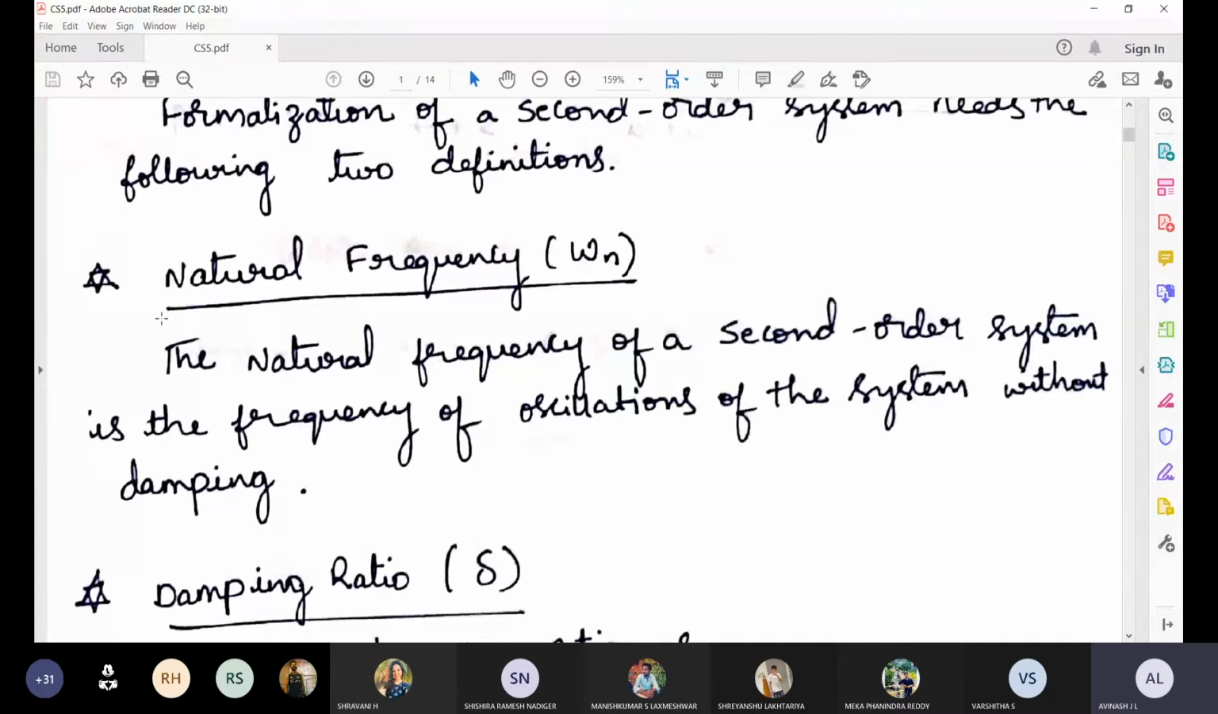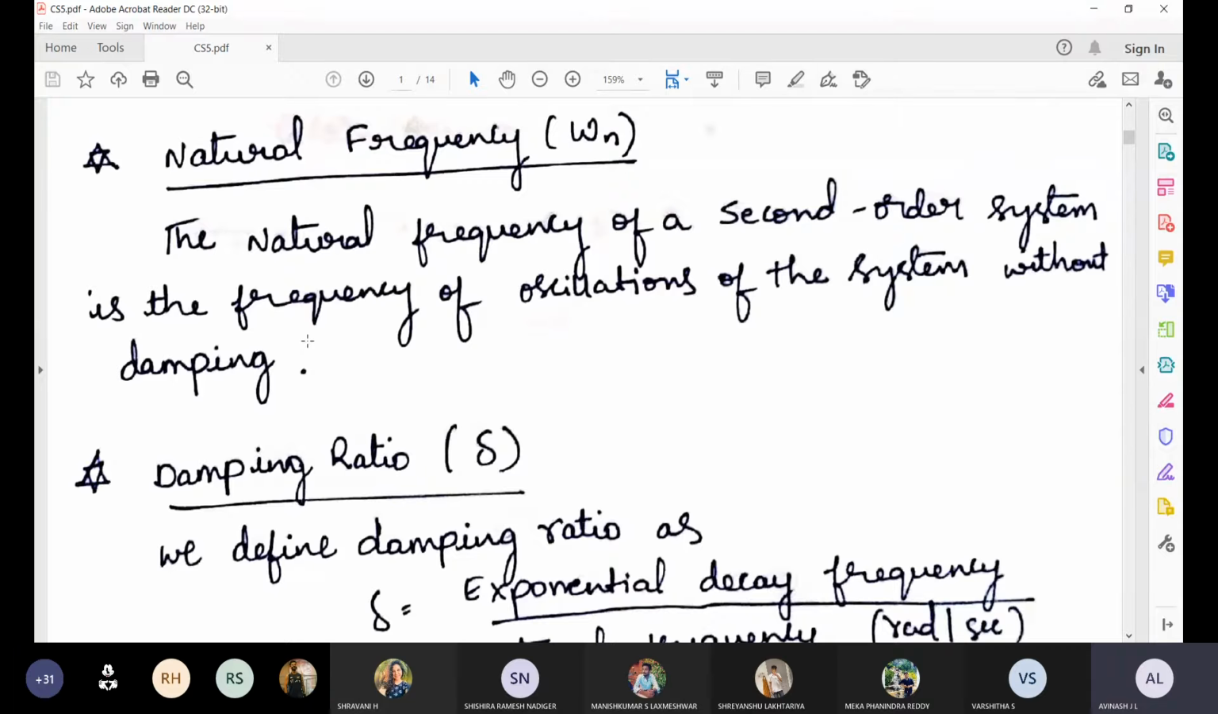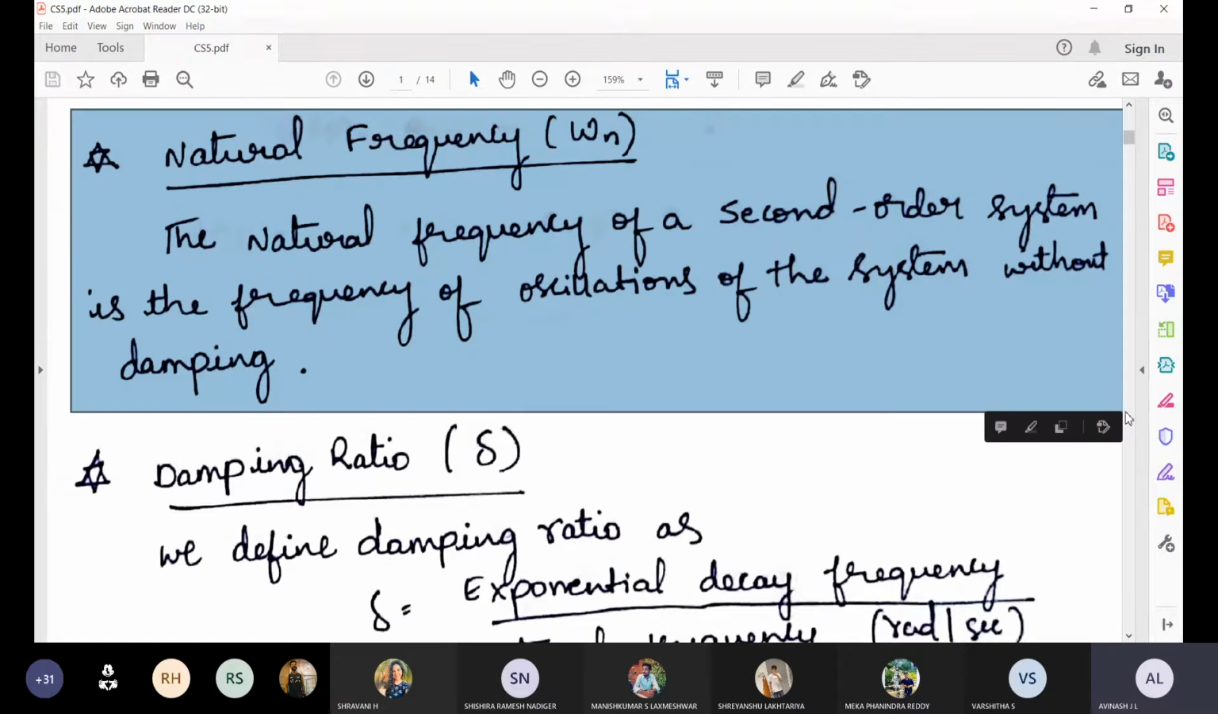So there is no damping. Let us consider when there is no damping, how much frequency it exhibits. That is called the natural frequency. Is it clear? It is the frequency of oscillations. Once again I repeat, natural frequency omega n is the frequency of oscillations of the second order system without damping.